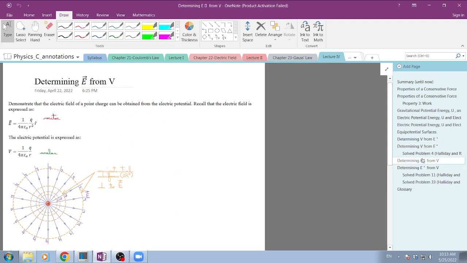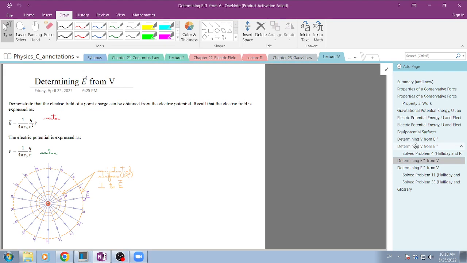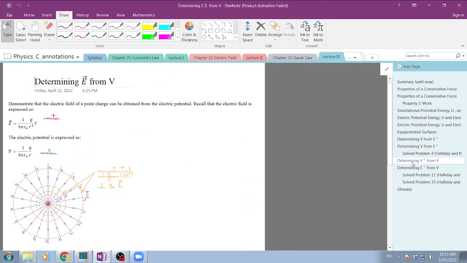I'll try to solve some problems next time. I'm just going to demonstrate for you guys the opposite now, right? We did how to determine the electric potential from the electric field, and now I'm going to show you the opposite, how to determine the electric field from the potential, and that's way easier actually.